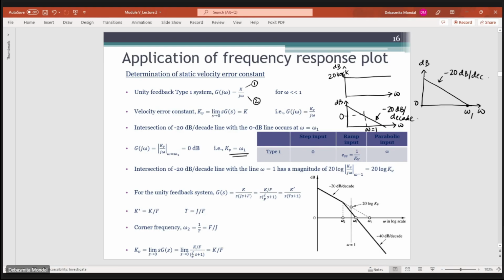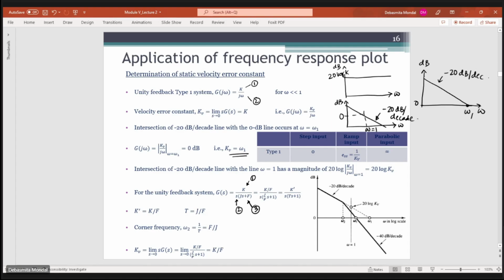Now if you have a unity feedback system, let's say it's given by k by s into (js plus f). Here, this is component number 1, you have a pole at the origin, and this is your component number 3. For the first two factors, you will have a straight line which is nothing but this plot. At the corner frequency there will be a change in slope because we have a first order pole at that position. That means a slope of minus 20 dB per decade will be added, so it will become a minus 40 dB per decade line.